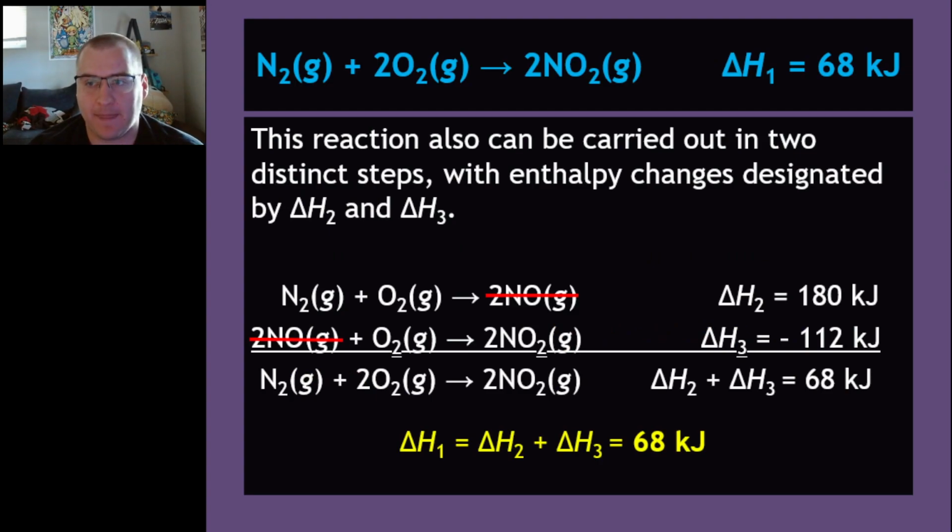So here's what I mean. This top reaction is the one I want to know. If I add N2 and 2 O2s and make 2 NO2s, the heat of that is 68 kilojoules. This reaction can be carried out in 2 distinct steps with enthalpy changes designated by H2 and H3 here. So I have this step, gaseous nitrogen, gaseous oxygen making NO, nitrogen monoxide. 2 of those nitrogen monoxides with oxygen making NO2.